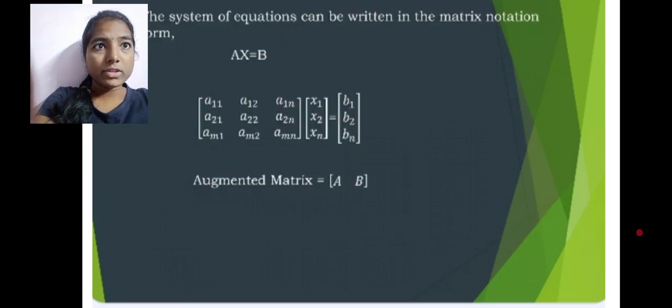Next, the system of equations can be written in matrix notation, that is Ax = b. We can also have an augmented matrix. The augmented matrix is the combination of the coefficient matrix and the constant column matrix. See, we have Ax = b.